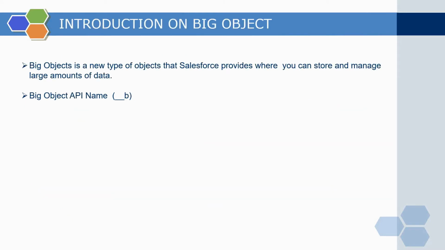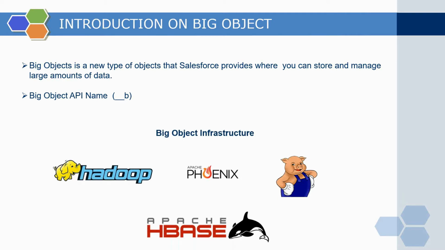Big objects let you store and manage huge amounts of data on the Salesforce platform. In order to support big objects, Salesforce has created a new infrastructure which is built on proven database technology like Hadoop, HBase, Apache Phoenix, or Apache Pig.